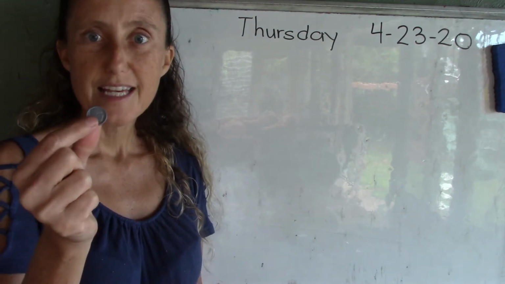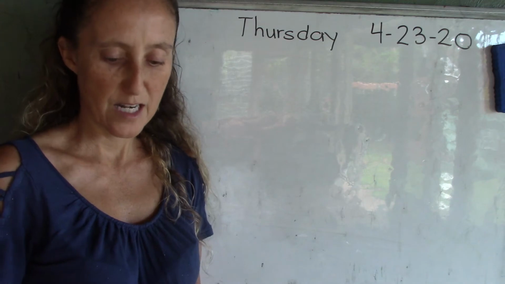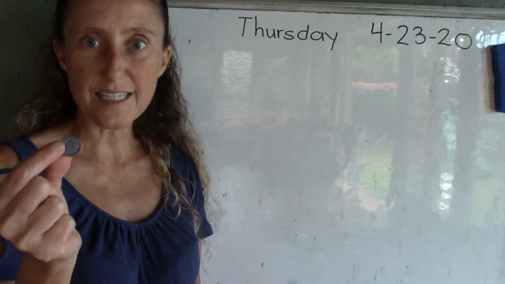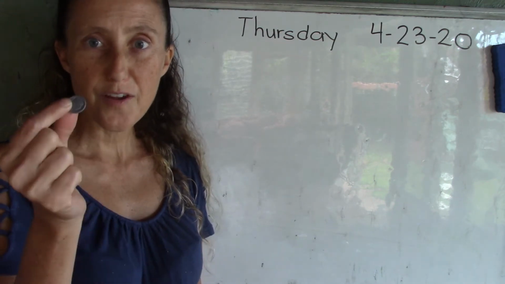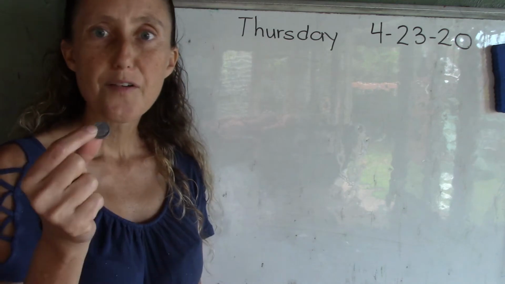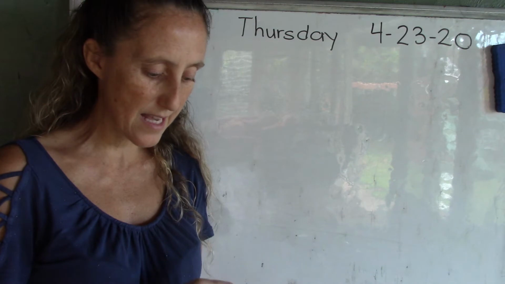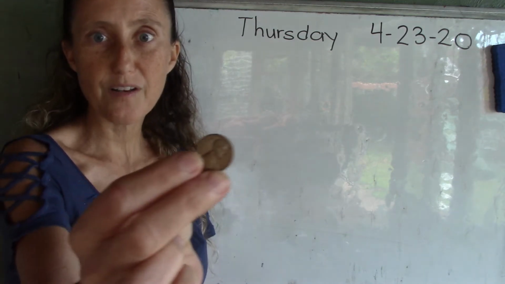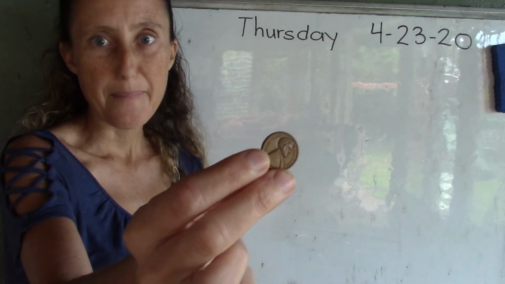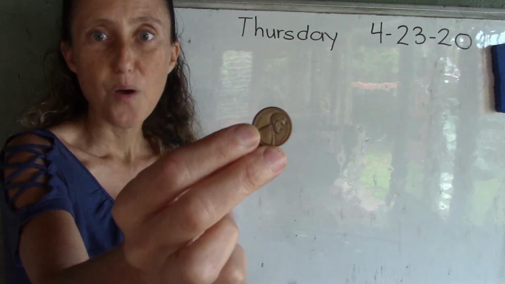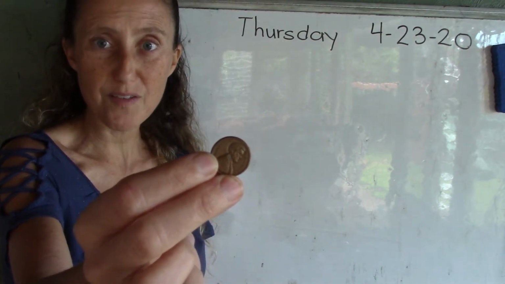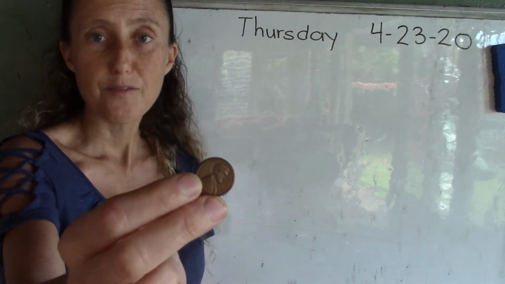Are you ready? 10, 20, 30, 40. So we have 40 cents in dimes. And then I have this little coin right here, which is a penny, and it's worth 1. So I have 5 of those. So I will count on from 40.